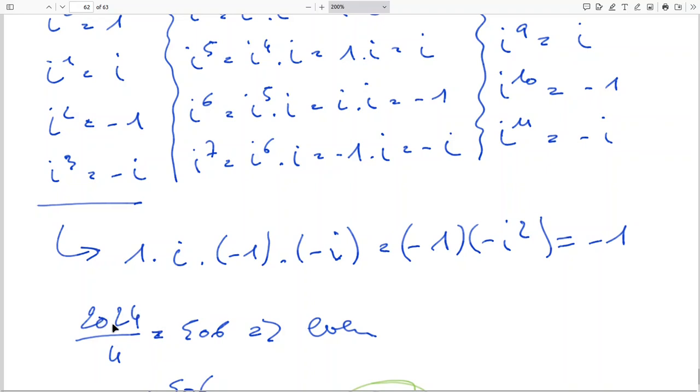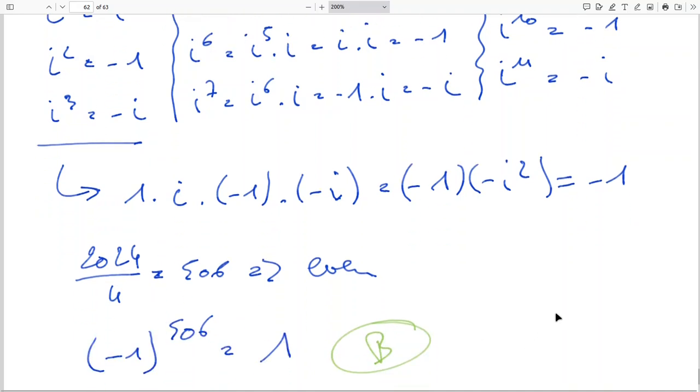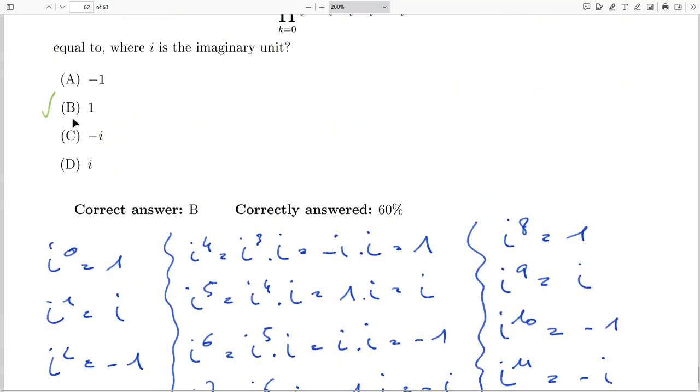So 2024 divided by 4 is 506. So if we group them by 4, we will always get -1, and then we have to do that to the power 506, which is even. So an even power will give you +1, and +1 is answer B.